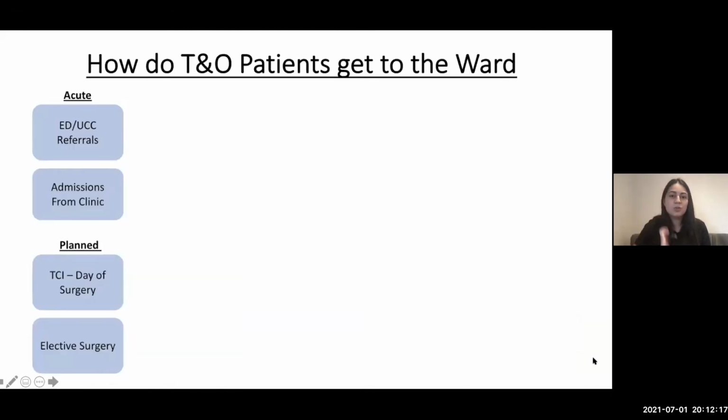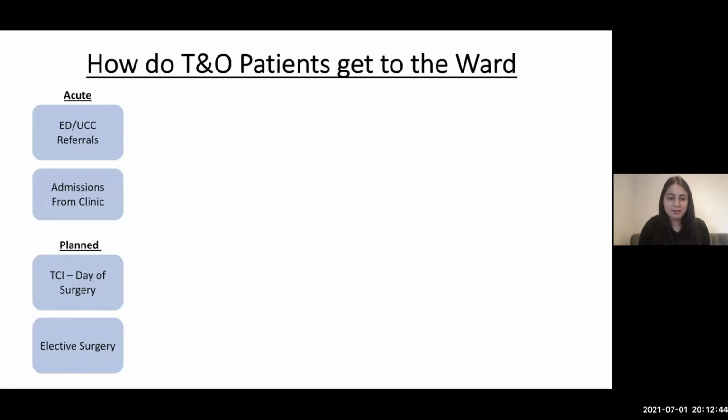So how do trauma and orthopedic patients get to the ward to begin with? There's an acute pathway and there's a planned pathway. The acute pathways are people who have come through accident and emergency, the urgent care centre, and sometimes people are so unwell we have to admit them from clinic.